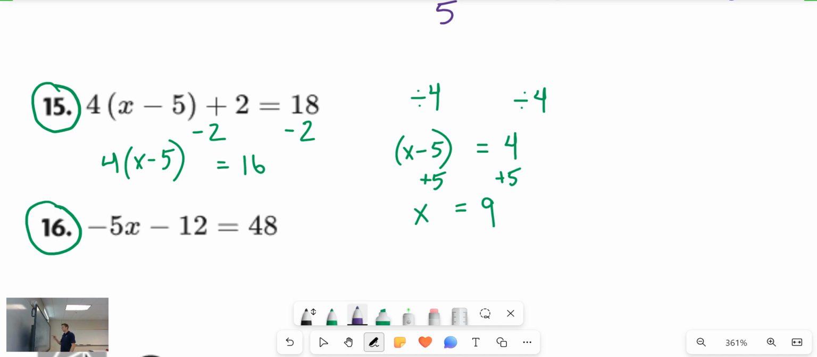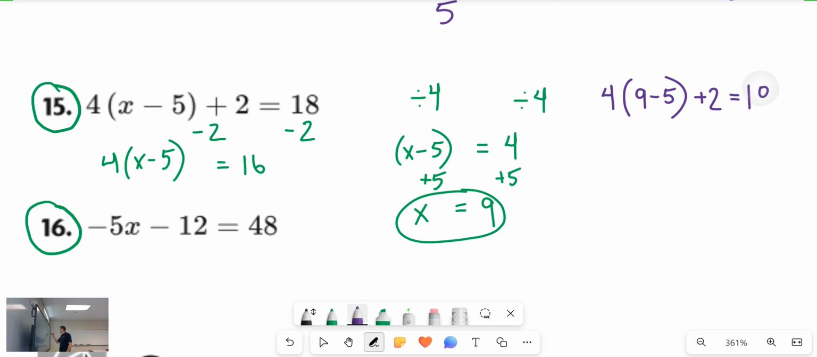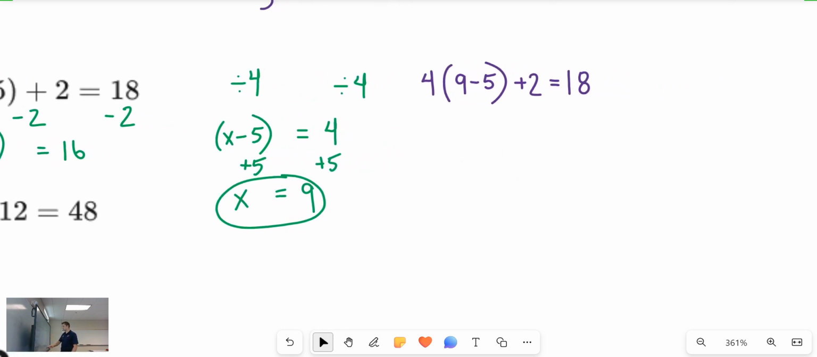All right, our check is going to be, let's plug in this x equals 9. All right, so we're going to rewrite our whole equation. 4, now, instead of writing x, we're going to write 9. 9 minus 5, in parentheses, plus 2 equals 18. All right, if this works, then we're going to be all set. So let's go and make sure that it does.